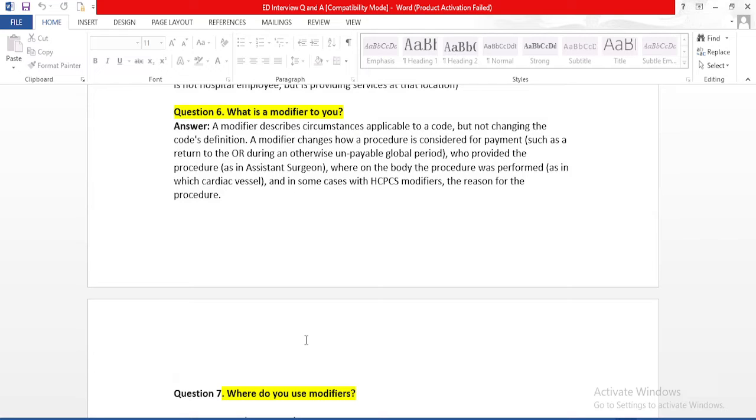A modifier changes how a procedure is considered for payment, such as a return to the OR during an otherwise unpayable global period, who provided the procedure, where on the body the procedure was performed, and in some cases with EPICS modifiers, the reason for the procedures.